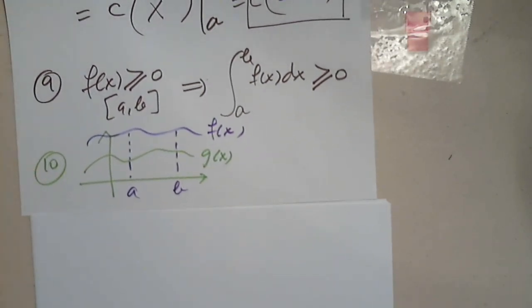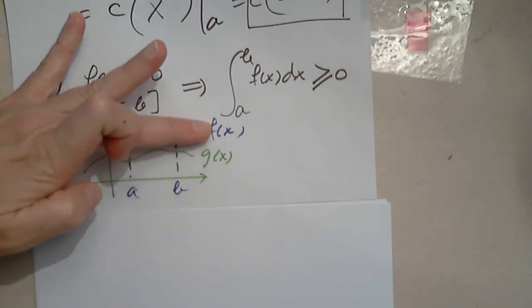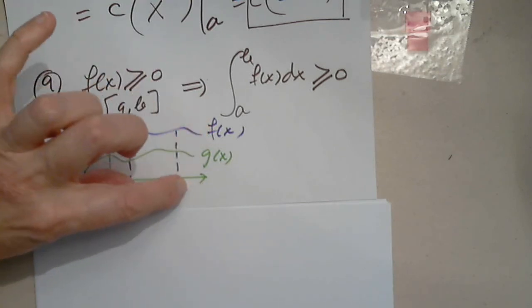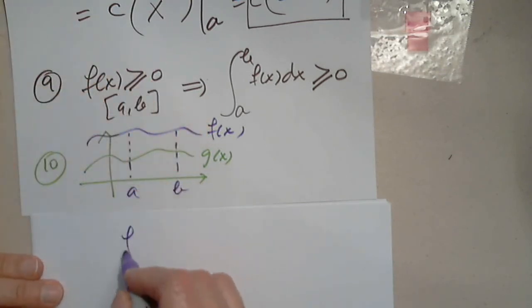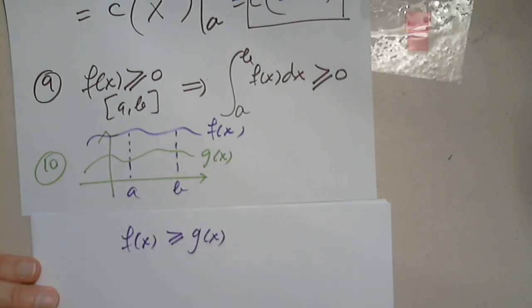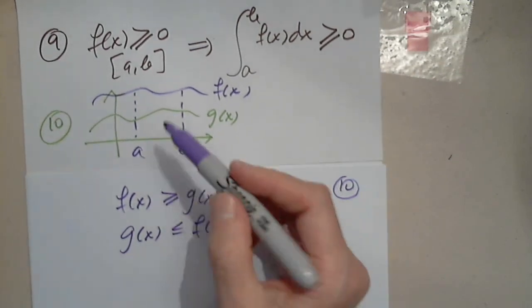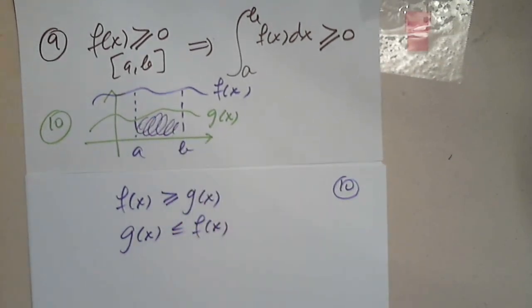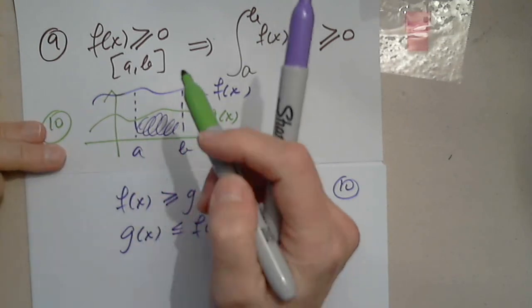We notice from here clearly that the function f is above function g on the interval a comma b. So f of x is greater than or equal to g of x. Or if you want to write it vice versa, it doesn't matter: g of x is less than or equal to f of x. Then what is the relationship between this area and this area?